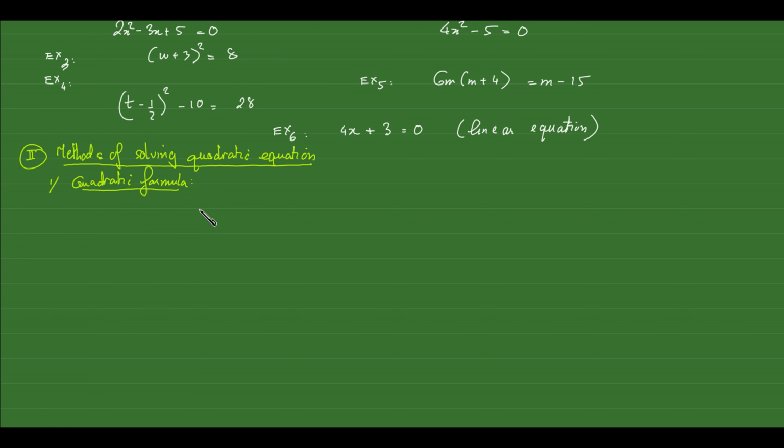The formula is x equals minus b plus or minus the square root of b squared minus 4ac, over 2a. And this formula works all the time. It means that as long as you have a quadratic equation, you can apply this formula, unless they're asking you to solve using another method. Then you have to use that other method.